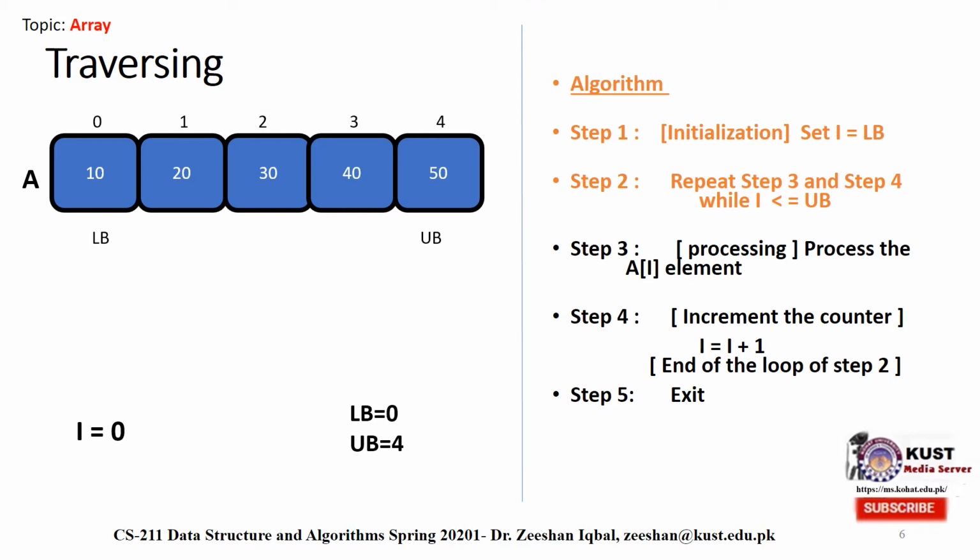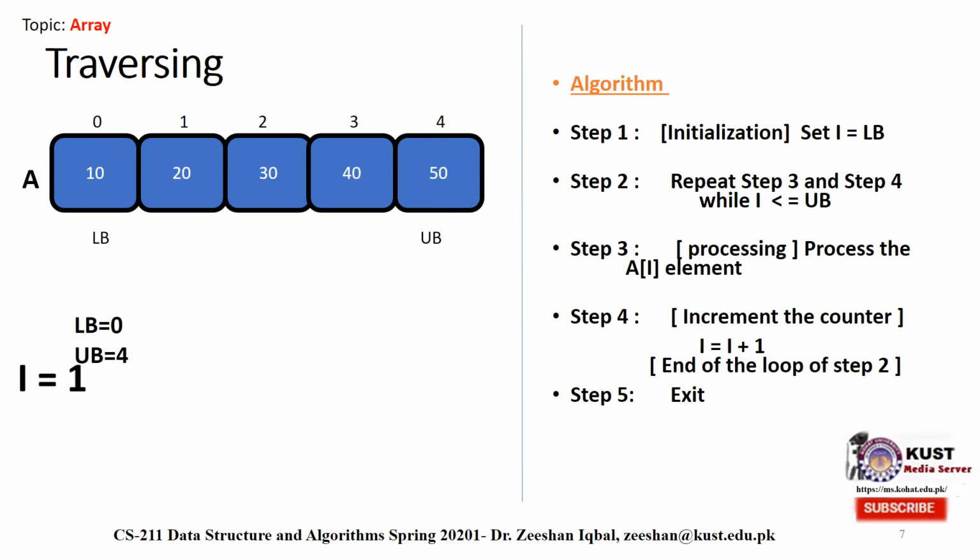In step number 3, we process the element at the ith index of the array, that is A of 0. For example, we can print that. Moving to step number 4, we increment the value of I by 1, so the new value of I will be 1. After execution of step 4, the control moves back to step 2 for the execution of the while loop.